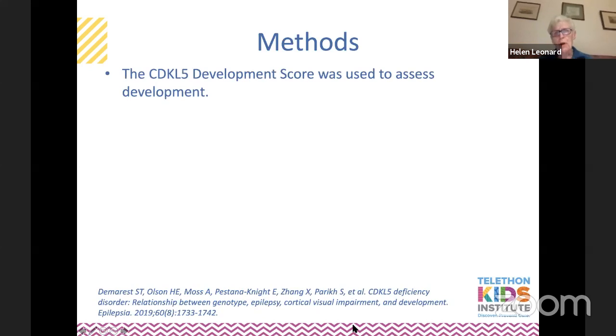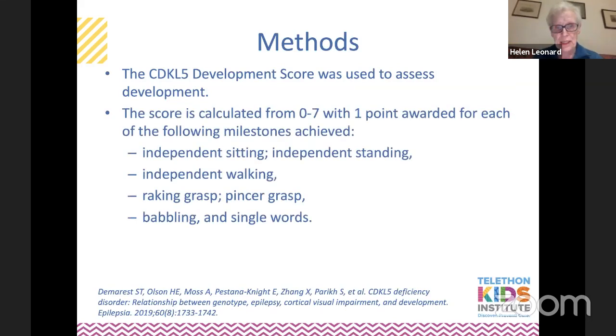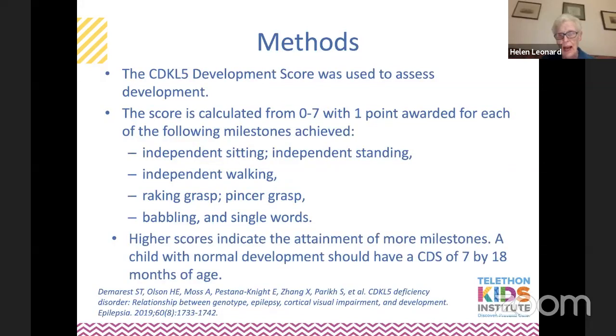So we used the CDKL5 Development Score, which was developed by Scott Demarest to assess development. The score is calculated from 0 to 7, with 1 point awarded for each of the following: independent sitting, standing, independent walking, palmar grasp, pincer grasp, babbling, and single words. And higher scores indicate attainment of more milestones.